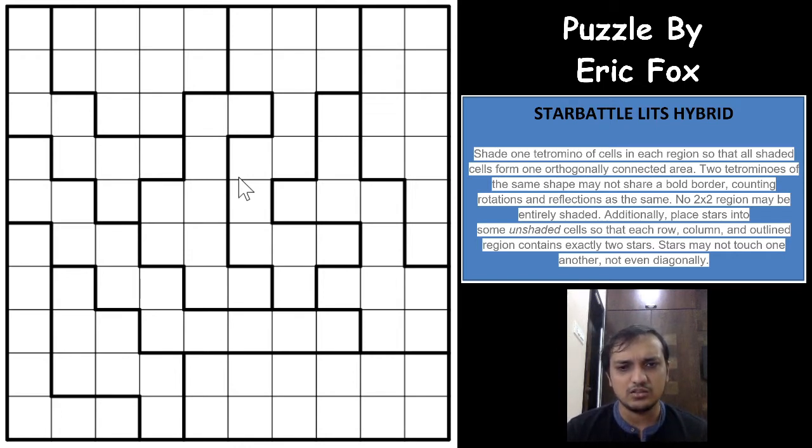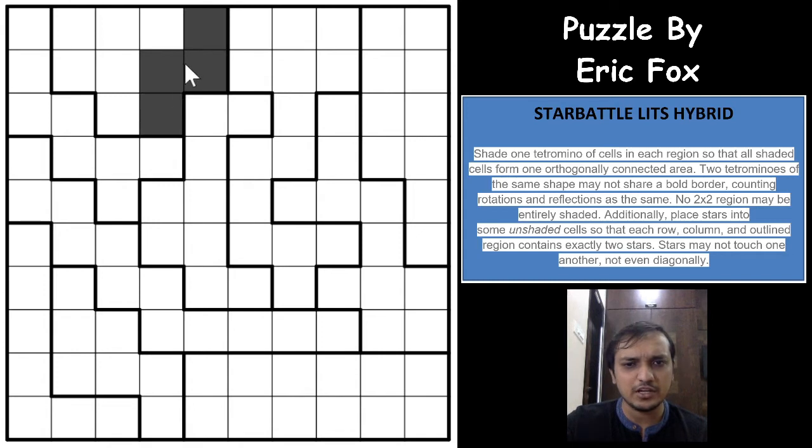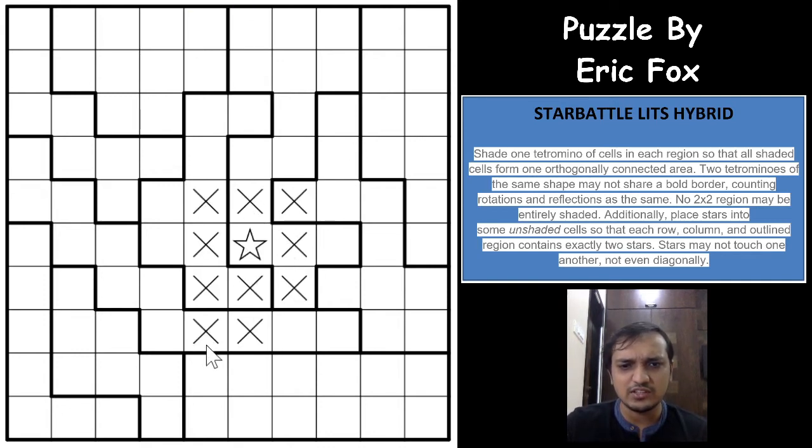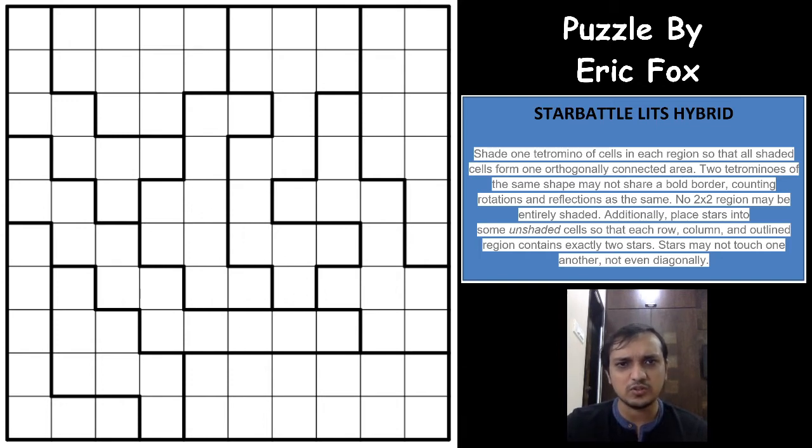Then all the unshaded cells, so you have shaded some cells in a region to form a tetromino, right? All the unused cells in the region will have exactly two stars, such that there are exactly two stars in each row, each column, and each region, and no stars can touch each other even at the corners. So for example, if you have a star here, you cannot have stars in any of these 8 cells. That is what the rule says. And with that, we'll start solving this puzzle.